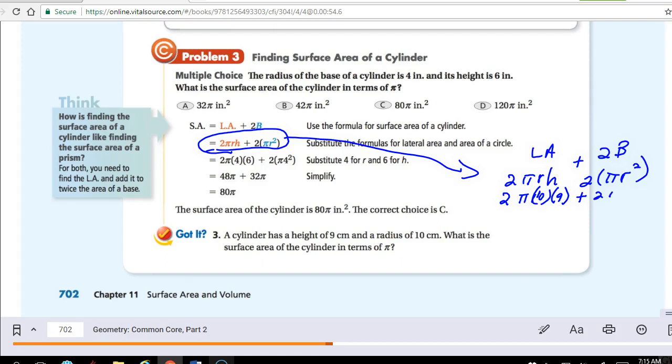Plus 2 times pi times the radius, which again is 10, but this time we're going to square it. All right, so let's work this. 9 times 10 is 90 times 2 is 180, so that ends up being 180 pi. 10 squared is 100, and 100 times 2 becomes 200 pi. So if I add 200 pi and 180 pi, it's going to end up being 380 pi.